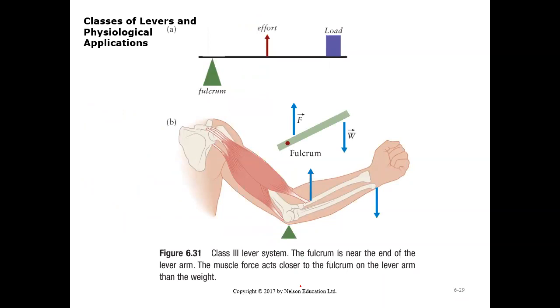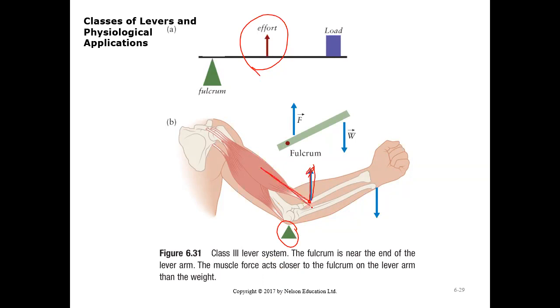Now, what is class 3? So what is class 3? Effort, the third one, the effort is in the middle. An example is the forearm. Okay, yeah, the forearm. Here, the fulcrum is not in the middle, sorry. The fulcrum is here, the joint. The joint is the fulcrum. What is in the middle is the effort.